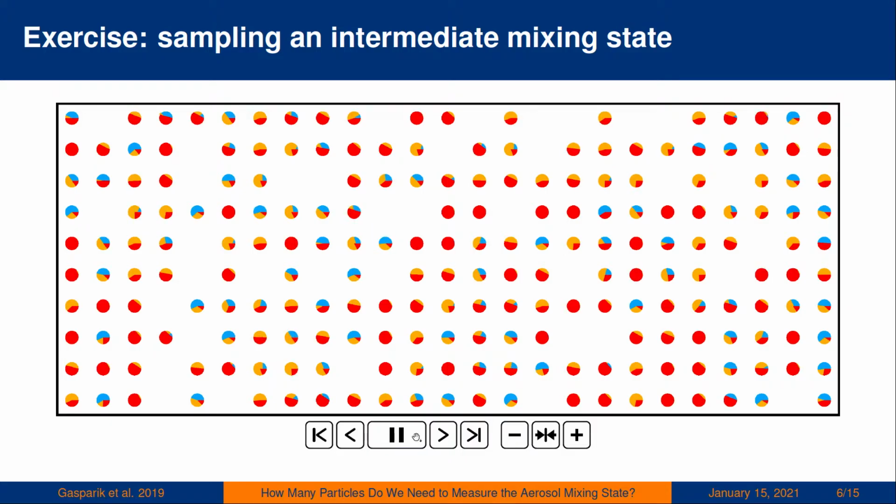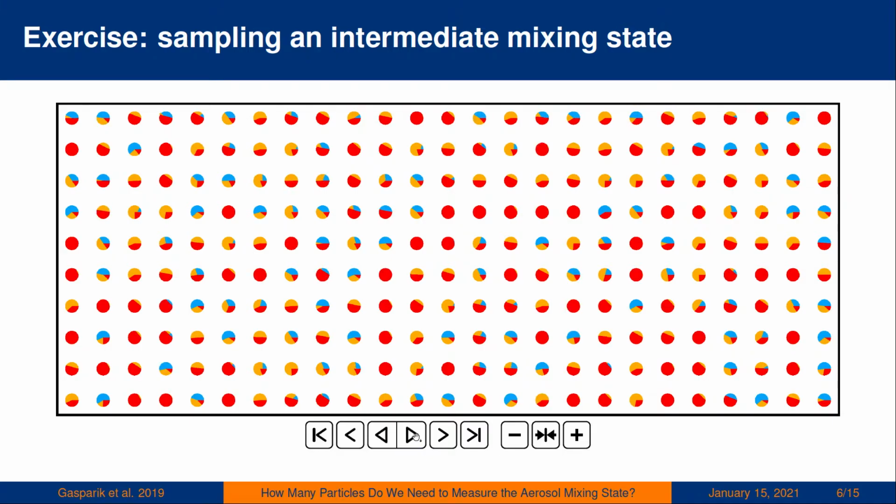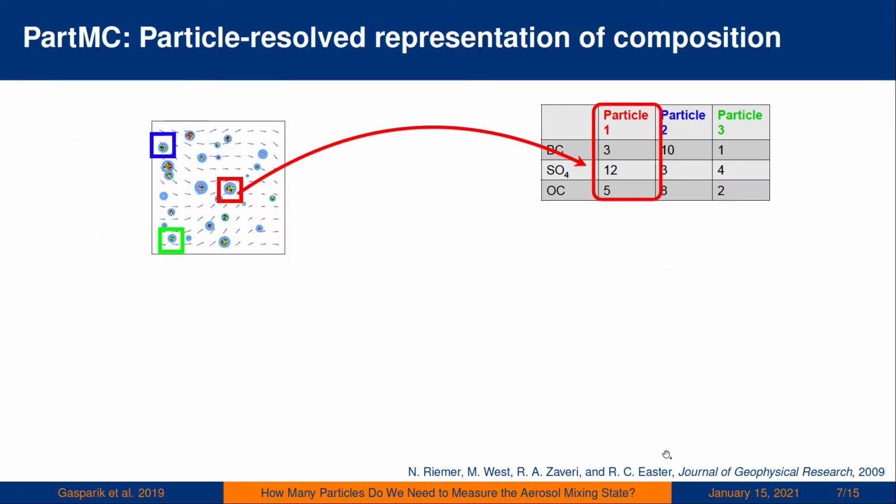So the premise of this project is: here we have 250 particles. How many of these particles do we actually need to sample with measurements to have a confident idea of what the aerosol mixing state actually is? And we'll get to the answer, how we investigated that problem and how we answered it.